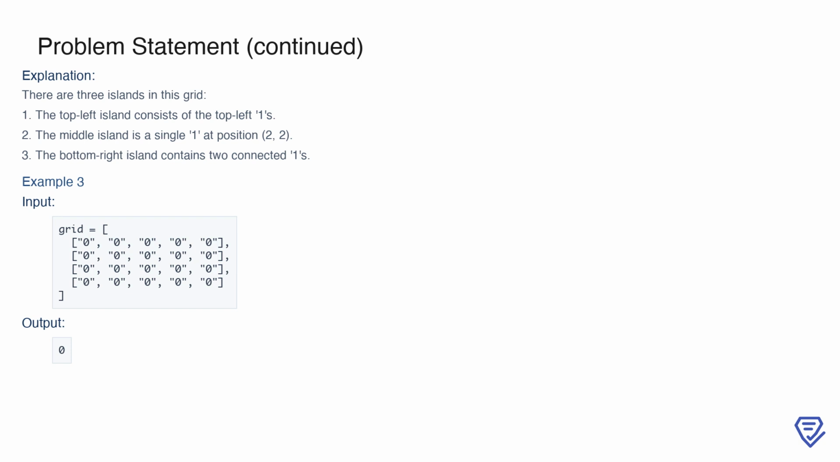Now, consider another example. In this grid, we can see three separate groups of ones. The top left corner has a 2 by 2 block of ones, which forms the first island. There's a single one in the middle at position 2, 2, which is not connected to any other land, so it forms its own island. Finally, in the bottom right corner, there are two horizontally connected ones, which together make the third island. Since there are three distinct islands in total, the output for this grid is 3.